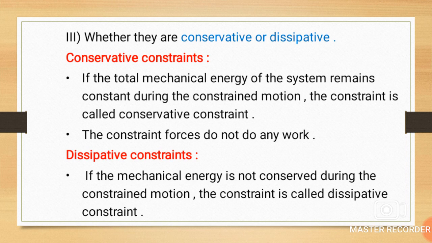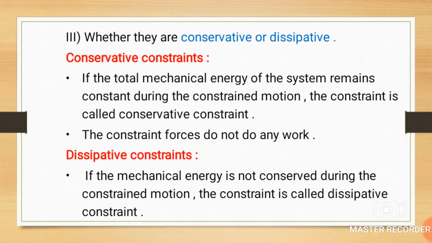That means we know that every system has its energy. So if the total mechanical energy of a particular system remains constant during the constrained motion, then this type of constraint is known as a conservative constraint, and the constraint forces do not do any work. That means the work done in a conservative constraint is 0.